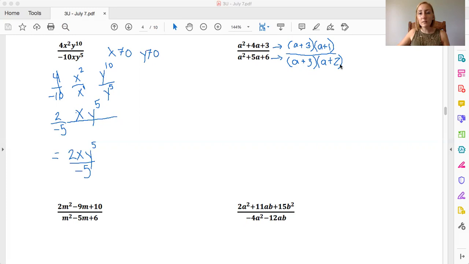If we look at this, we're going to state our restrictions, okay? So a cannot equal -3. If we had -3 here, -3 plus 3 would be 0, and anything times 0 is 0. And a cannot be equal to -2. Okay. Now our next step is to cancel anything out. So we have a plus 3 and a plus 3 that cancel out because they are the same. And we are left with a plus 1 over a plus 2.